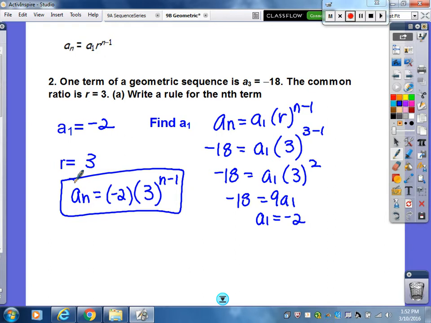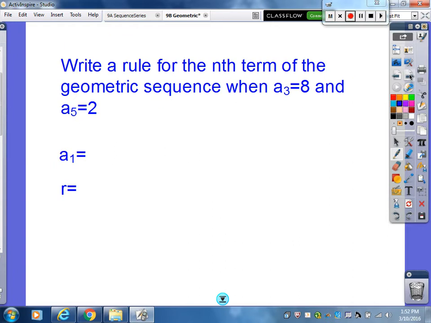Alright, one more example using this formula. Write a rule for the nth term of the geometric sequence with the third term equal to 8 and the fifth term equal to 2. Okay, so now we don't have anything we need. We don't have a sub 1 and we don't have the ratio, so we're going to have to find both. Let's work on the ratio first.